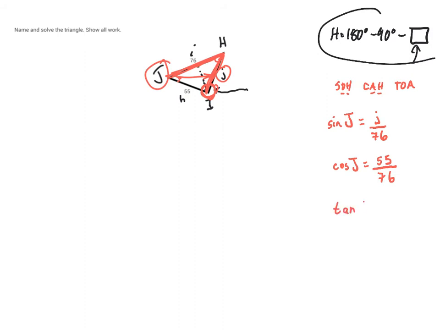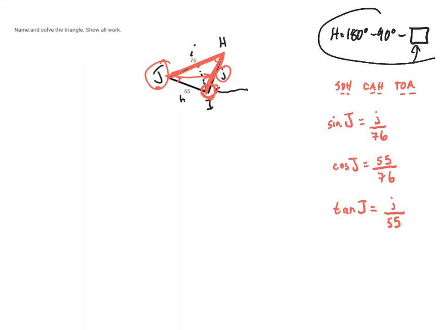I always like to write all three out, and then it's easier to show you guys which one we're going to use. So tan of J is opposite over adjacent. So since it's J, the opposite is little j, and the adjacent is 55. There we go. All right, we have all three equations.